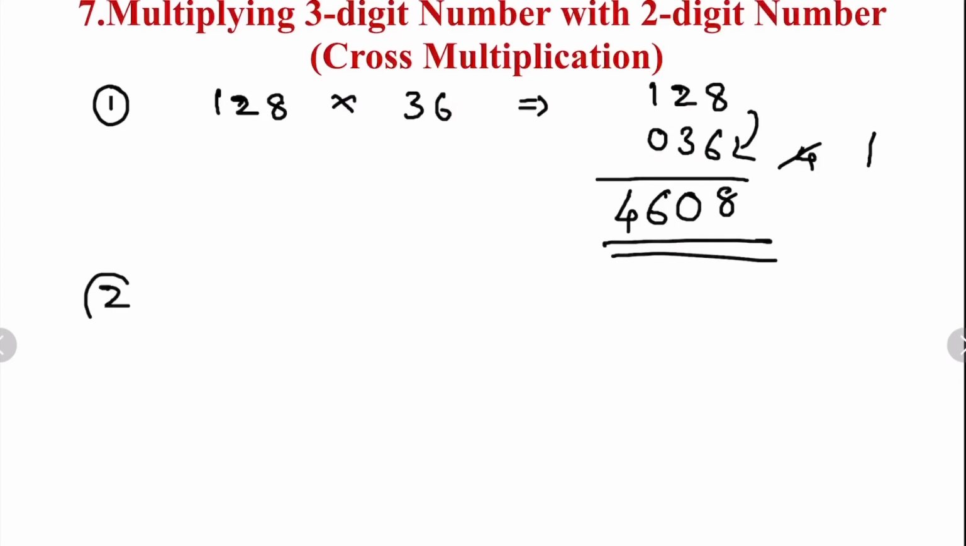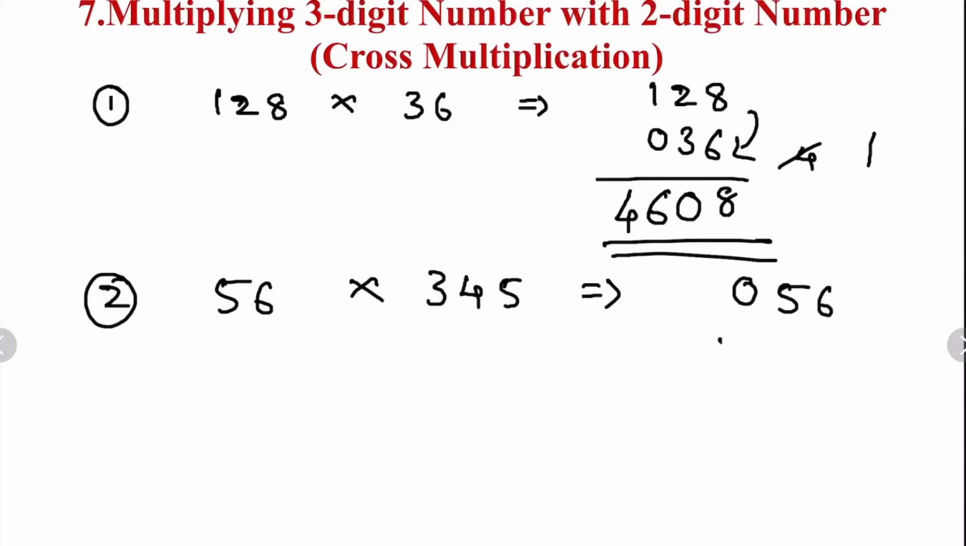So go with another example. 56 is multiplied with 345. This can be written as 056, 345. 6 into 5, 30, keep 3. 5 into 5, 25, 4 into 6, 24, 24 plus 25, 49, 49 plus 3, 52.